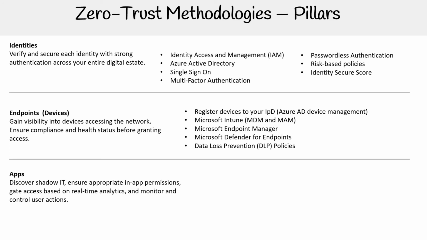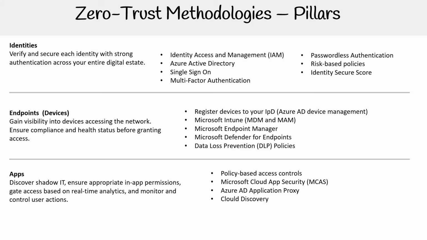For apps, we have Discover Shadow IT, so ensure appropriate in-app permissions, gate access based on real-time analytics, and monitor and control user actions. So for this, we have policy-based access controls. We can use the Microsoft Cloud App Security, Azure AD Application Proxy, Cloud Discovery, or I suppose that could have been e-discovery. There's definitely a spelling mistake there, so I think it's just supposed to be Cloud Discovery. We have just-in-time virtual machine access.